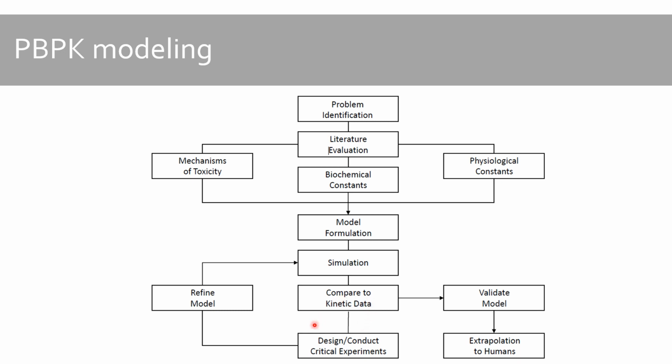And then after comparing to the kinetic data, we can see if the fitting with the in vivo data is good or not. If the fitting is not good, then we need to redesign and perhaps conduct critical experiments like in vitro experiments to have a better idea of the clearance of the chemical, for example, or the absorption. And we refine our model, and when the model has been refined, we run new simulations and compare again to the kinetic data. This time, if the calibration of the model is good, we can validate the model with another set of data. And then when the model has been validated and we've run some sensitivity and uncertainty analysis, we can extrapolate to humans.